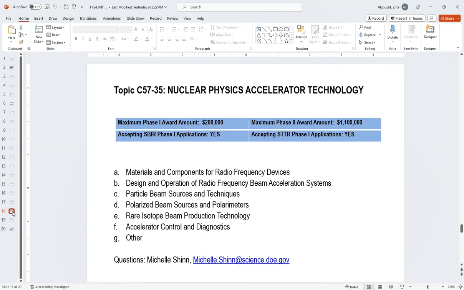So the next one, subtopic B, is design and operation of RF beam acceleration systems. This again has become just one ask, and that is RF control systems for tuning and synchronization of multiple crab cavities. This is going to be needed in the electron ion collider.